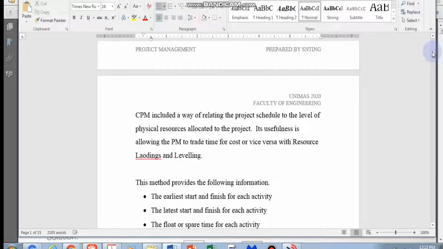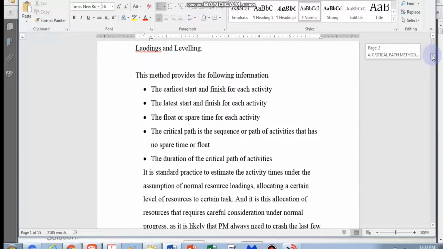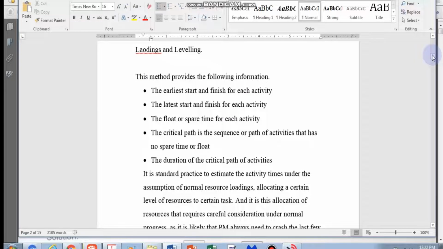Okay, so what this method provides you with is that it helps you calculate the earliest start and earliest finish of each activity, and then the latest start and latest finish of each activity. It can also analyze if there is any spare time for each activity, and then it will finally produce a critical path for the project.